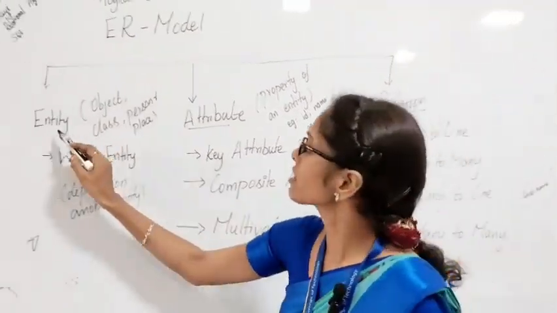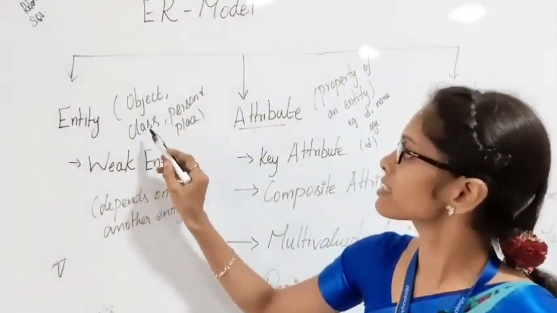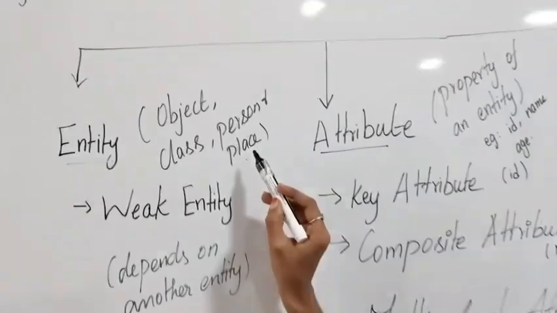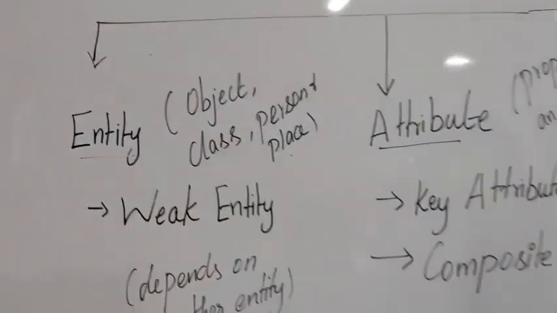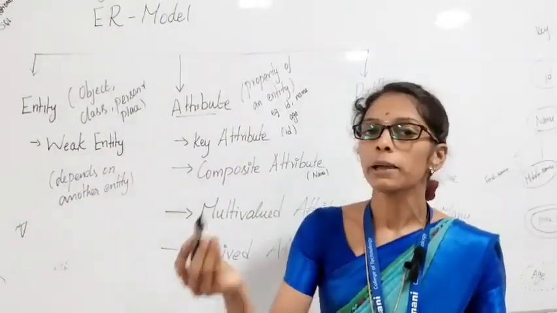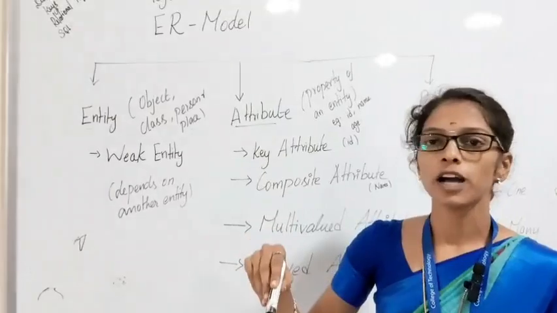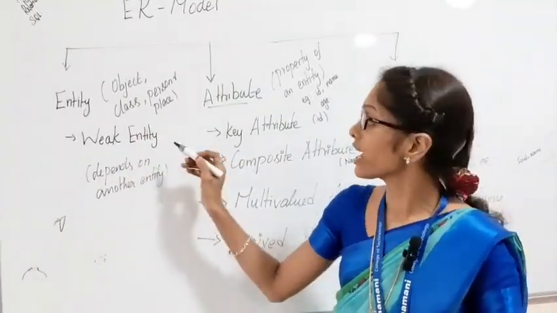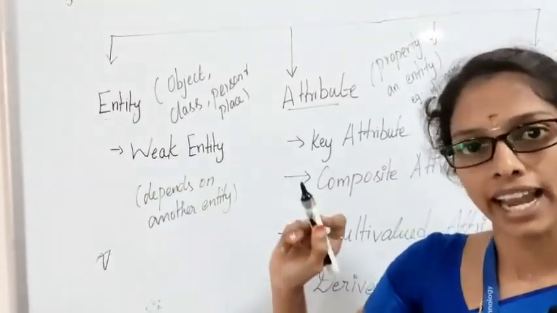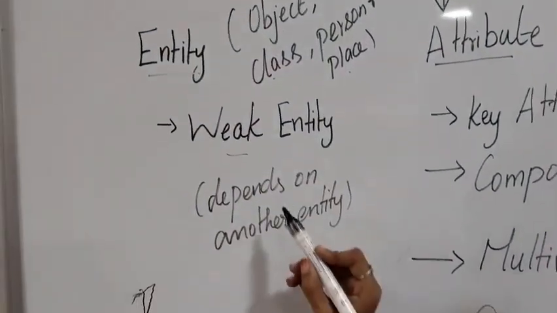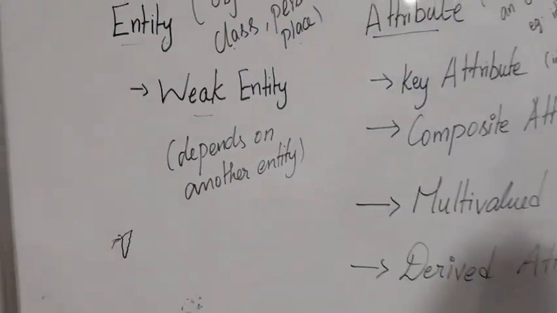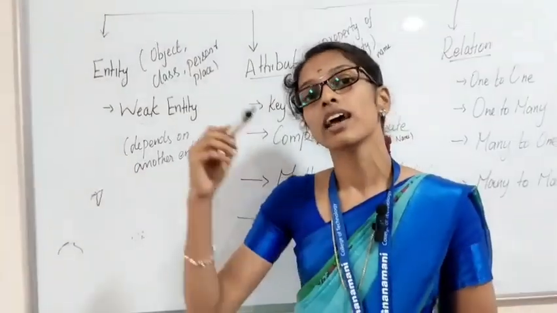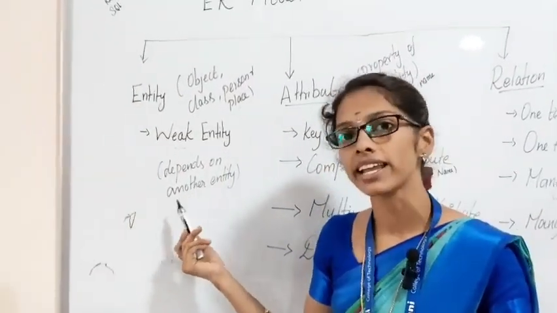Here I have given entity means object, class, person or a place. What is meant by object? Fan is an object, table is an object, pen is an object, board is an object, everything comes under an object. Those things are called classes. In the entity there is a weak entity, which depends on another entity. The entity which depends on another entity is called a weak entity.